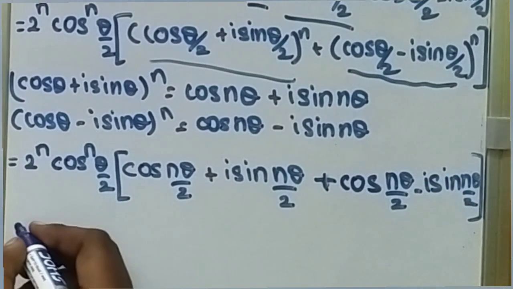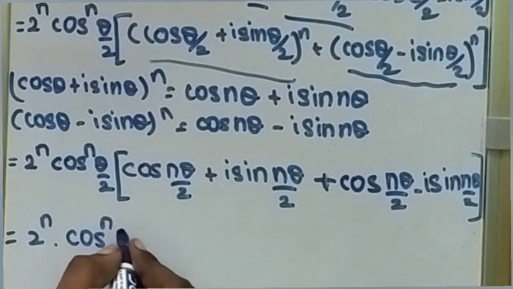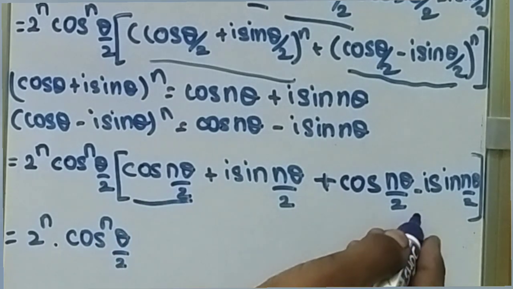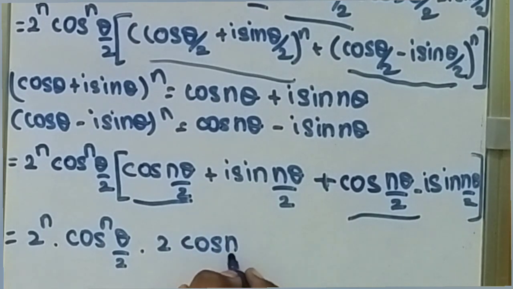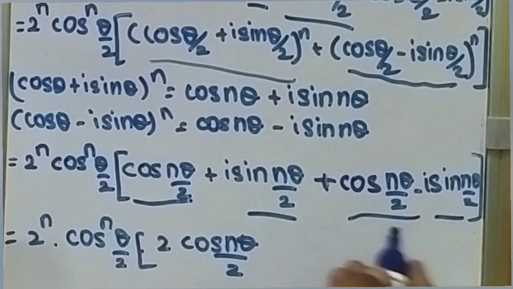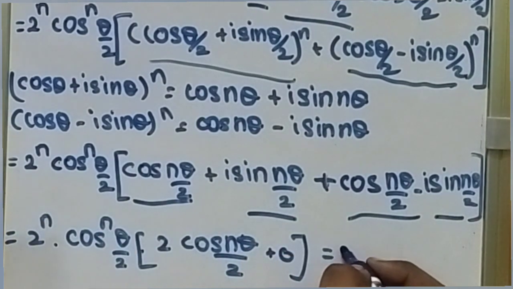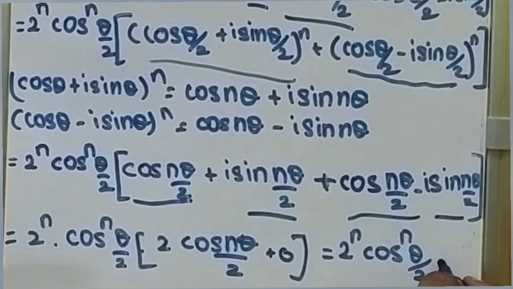Clear? Clear. So what we have here is 2 power n multiplied by cos power n theta by 2. Here is one cos n theta by 2, here is one cos n theta by 2, so it becomes 2 cos n theta by 2. Here is one i sin n theta by 2, here is minus i sin n theta by 2, so it becomes 0. So it equals 2 power n cos power n theta by 2 multiplied by 2 cos n theta by 2.